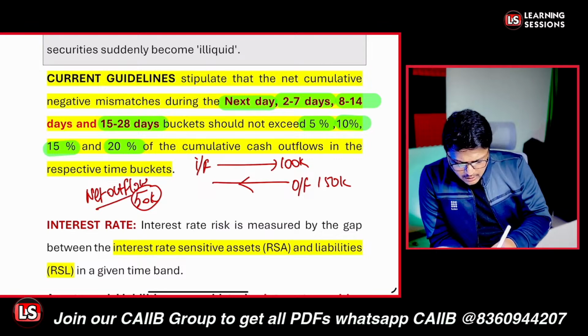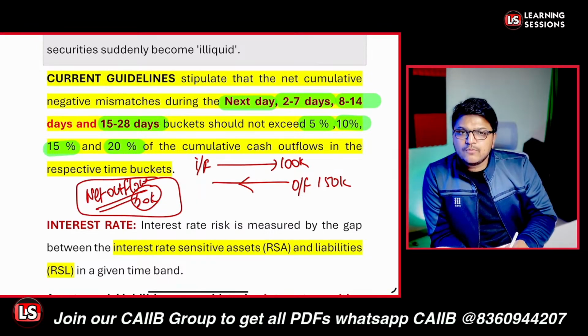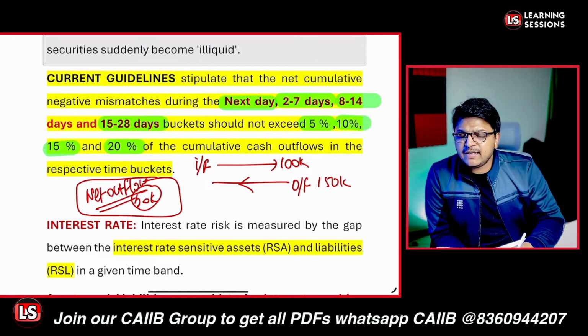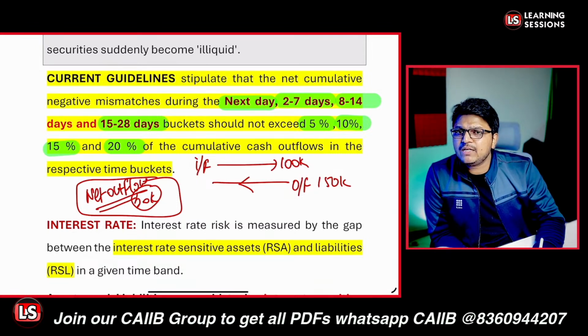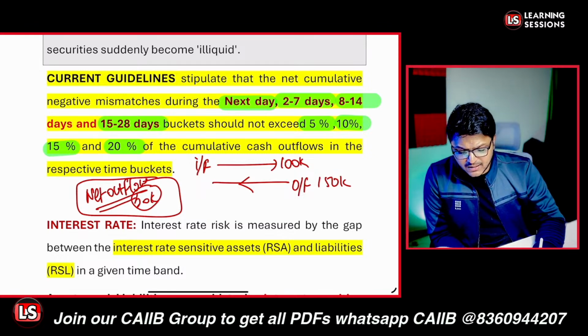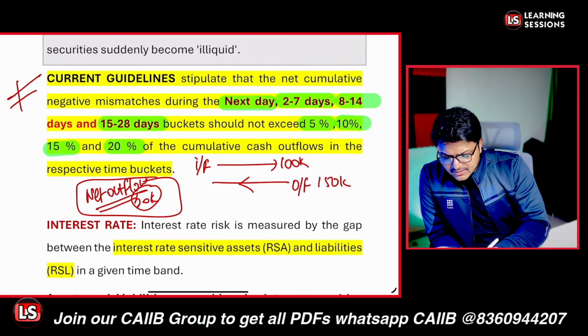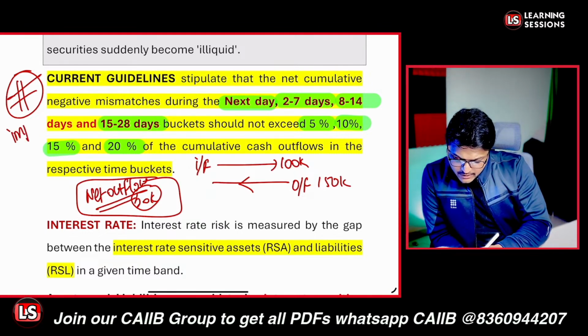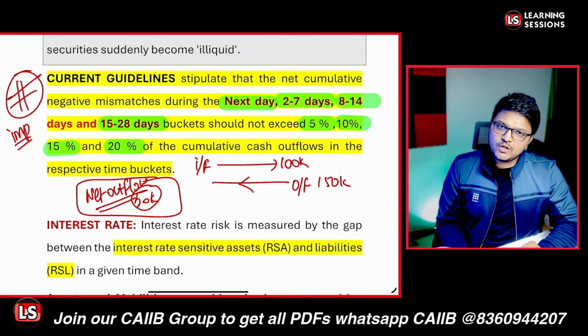Now the net cumulative outflow from all the different sources related to assets and liabilities, falling under a single time band, should not exceed 5% for the next day, right? And further 10% for 2 to 7 days, 15% for 8 to 14 days, and 20% for 15 to 28 days. That's a guideline given by the Reserve Bank of India. And this may be covered in the case study too. This may be asked in the form of a case study too. So I'm marking it over here, it's important to take a note of it.